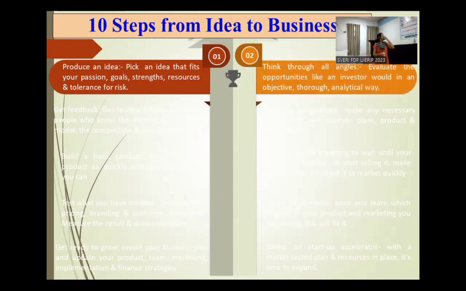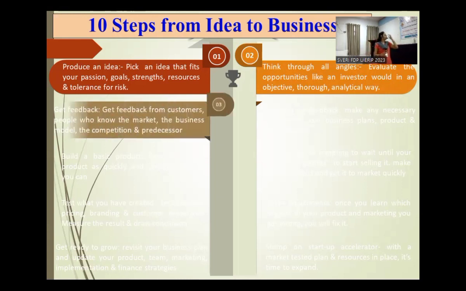Second is think through all the angles. All the angles means we have seen the business model. You have to think about who will be your customers, what will be the size of the market, what is your share, what the technical specification of your product will be, what the design is, whether the design is validated. So you have to think in all aspects, because if your idea is valid, then and only then will an investor invest money whenever you are converting your idea to a business model.